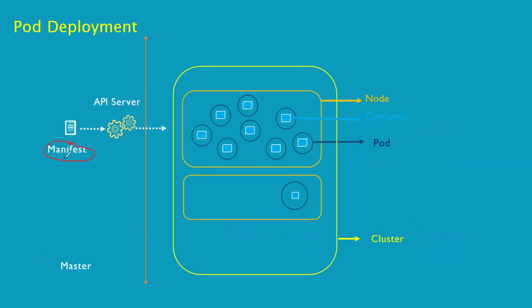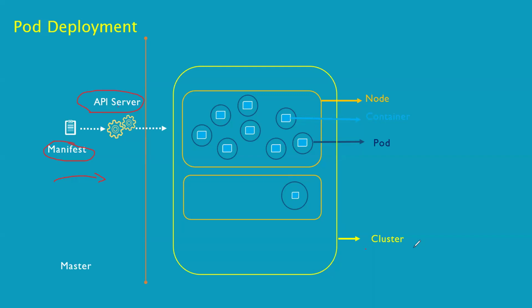Everything. Correct. And once the manifest file is ready, using kubectl, we can submit this, and your API server will take care of all the validation. And once the node is identified, the API server will interact with the node.